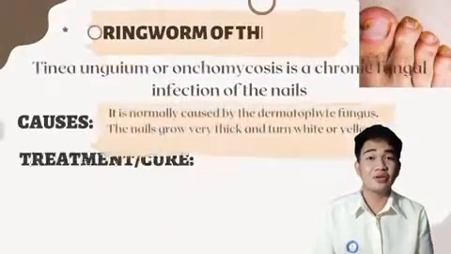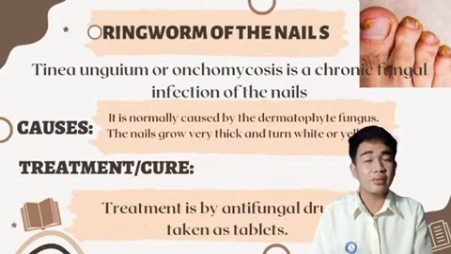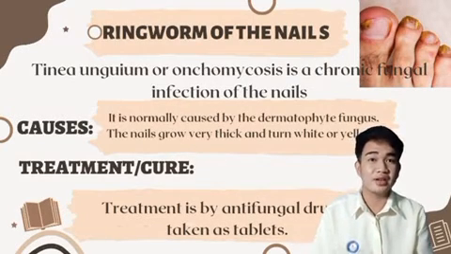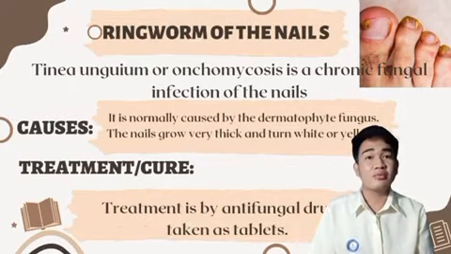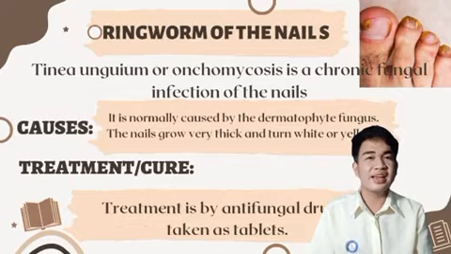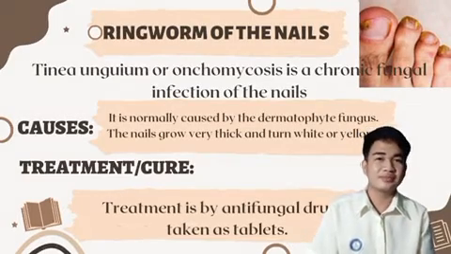Next, we have the ringworm. Tinea unguium or onychomycosis is the chronic fungal infection of the nails. It is normally caused by the dermatophyte fungus. The nails grow very thick and turn white or yellow. Treatment is by antifungal drugs taken as tablets.